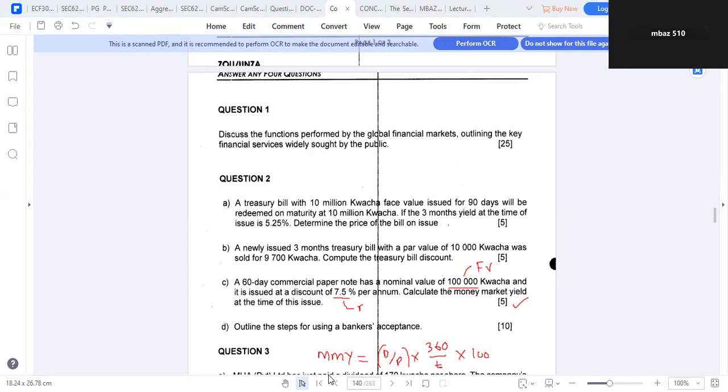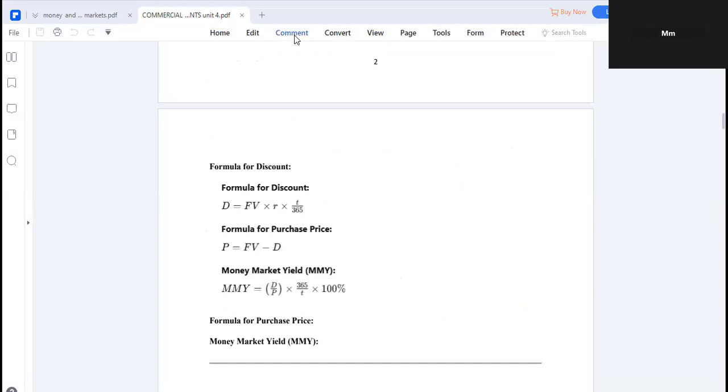D is what? Face value, D discount rate, times days to maturity over 360. All right, so we use this formula. So what was our future value? What was our face value? 100,000, right?